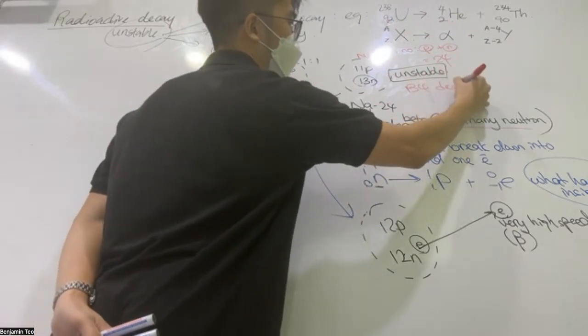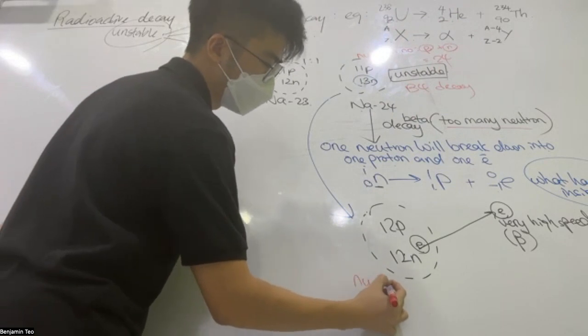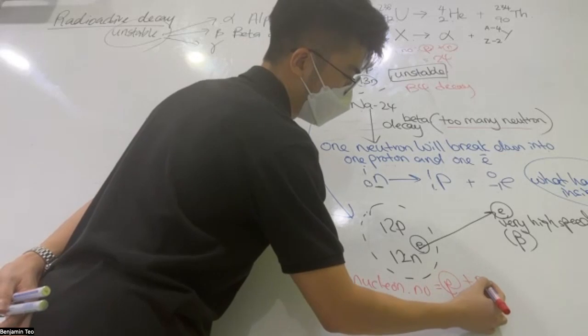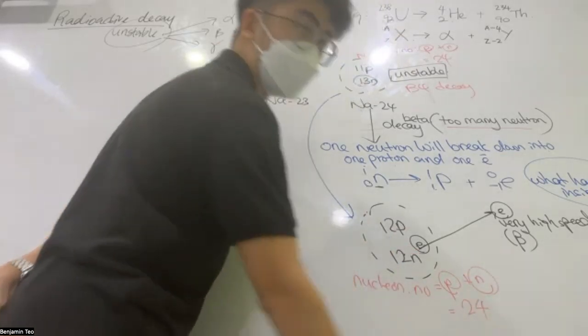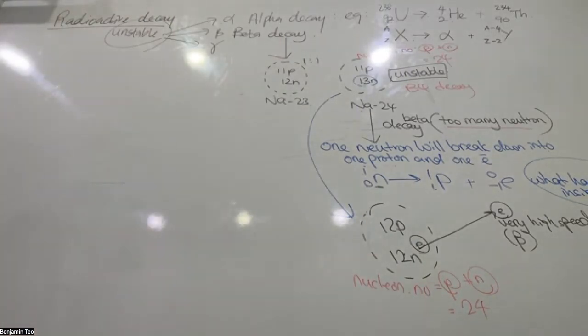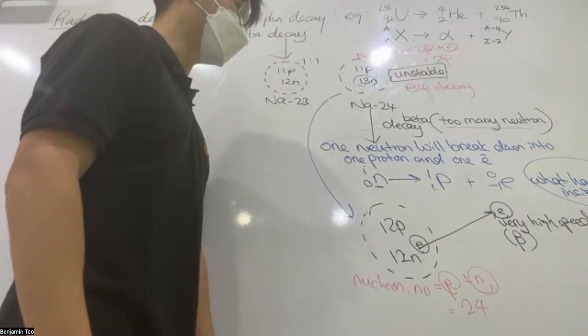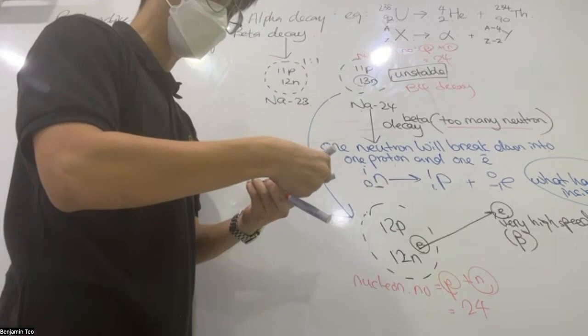decay. After decay, what is my nucleon number? Total protons plus total neutrons, you find that 12 plus 12, okay, this is the same also, 24. Before and after, nucleon number is also 24. So now we make the final equation.